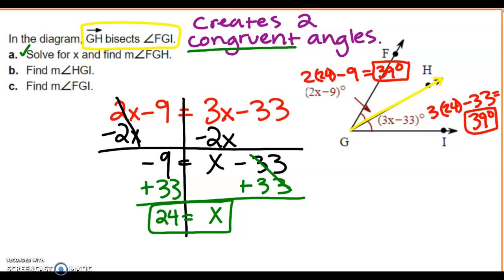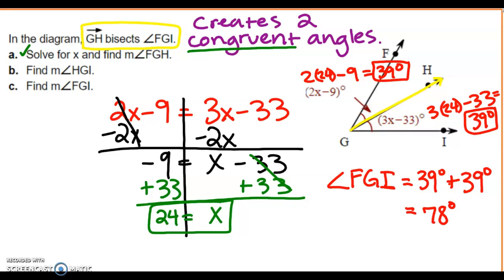Now, what if I wanted to find the entire angle FGI? I would use the angle addition postulate and add the two smaller angles together to get 78 degrees. And that's how we would do it. Just remember, guys, we only set them equal to each other like this when it says the word bisects. When it is bisecting an angle, then we know those two smaller angles are equal. That's the only time we would set them equivalent to each other and solve.